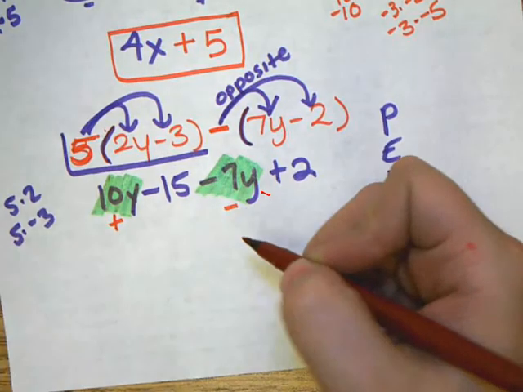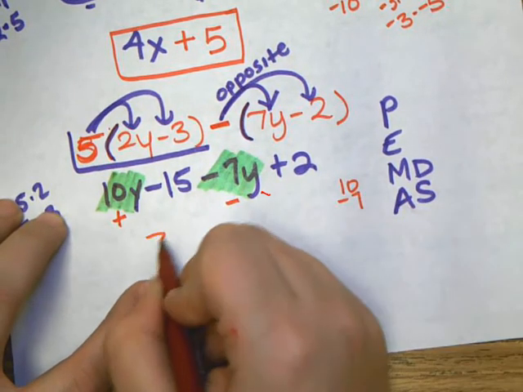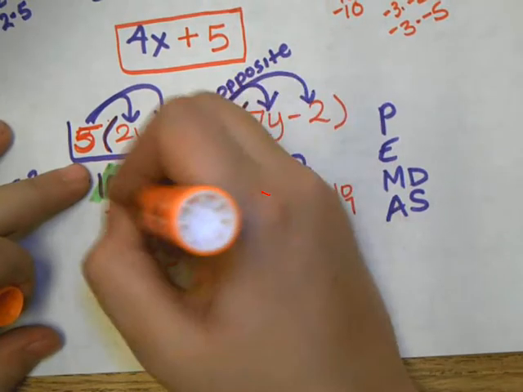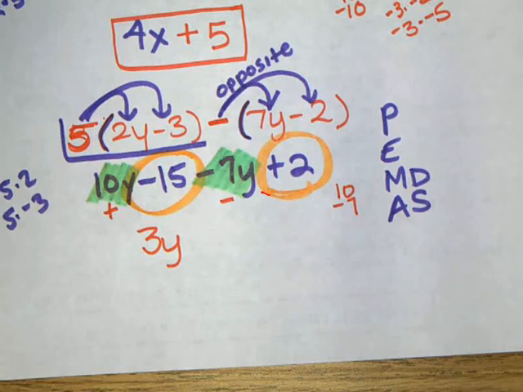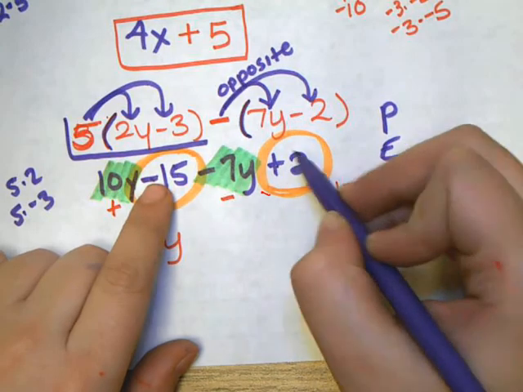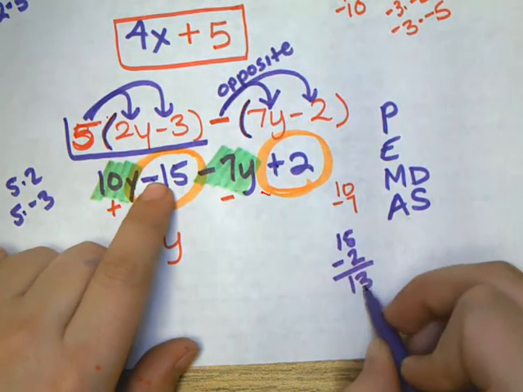Okay, now I don't see any multiplying that we can do. So now we add and subtract. We combine like terms. So we could put the 10y with the negative 7y. We can combine those together. This is a positive and this is a negative. They're different, so you subtract. 10 minus 7 is 3y.